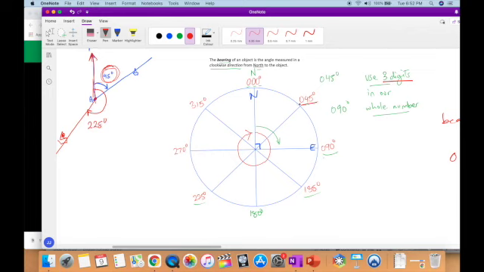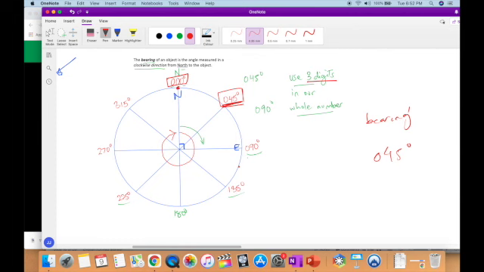In bearings, we will say it is 045 degrees. Yeah? In bearings, it's like a military kind of thing. So we always include the 3 digits when we're thinking about bearings. So 045, and if something is dead north, then it is at a bearing of 000 degrees. Yeah? So I hope that you guys understand.